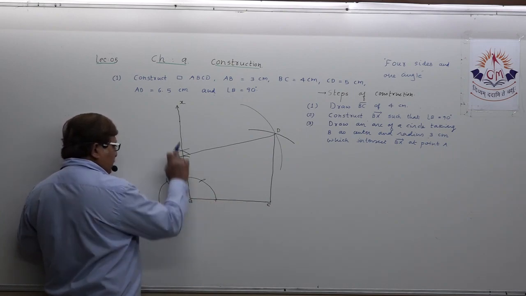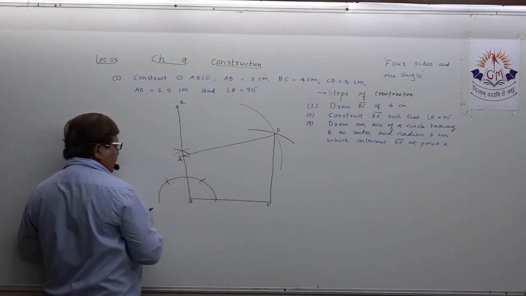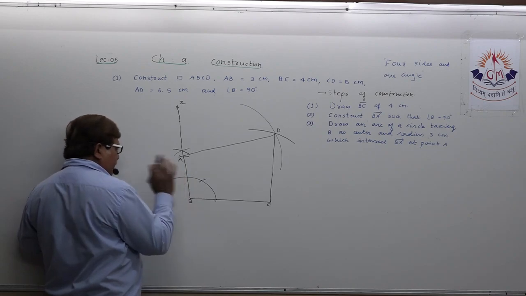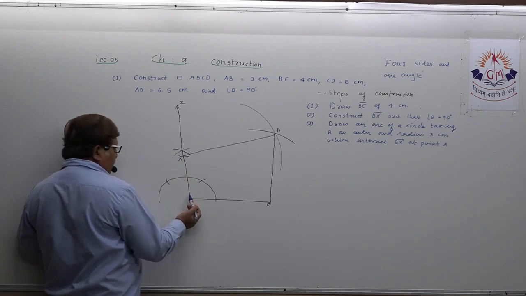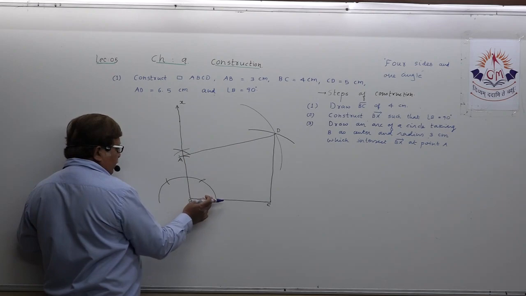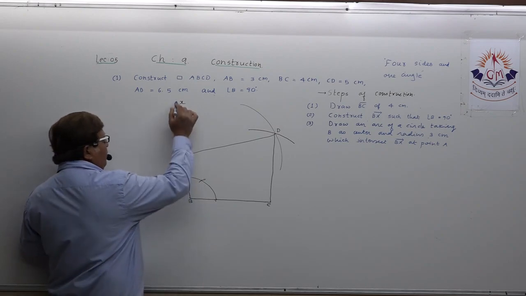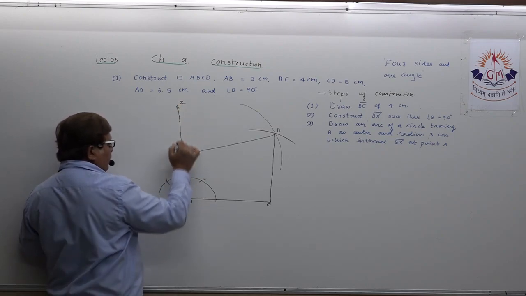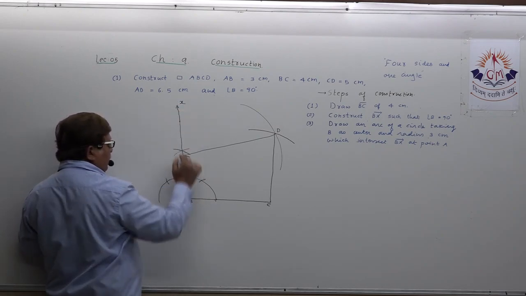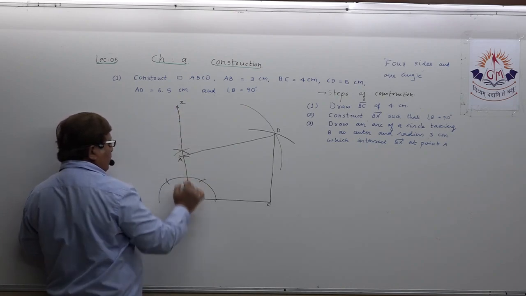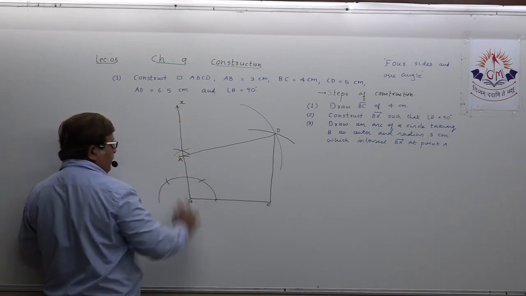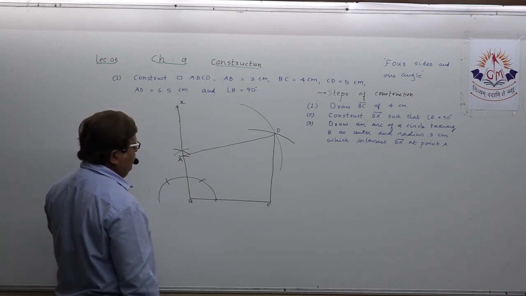BC done, AB done, angle 90 degree. And here, dear student, mind this. When you construct an angle, you do not have to write any such step like taking radius, draw arc, intersect. You just have to mention only the ray which you constructed. Only the ray needs to be mentioned, nothing else.